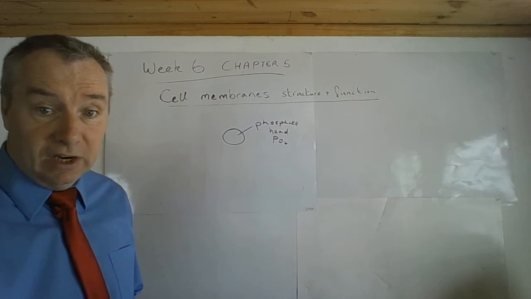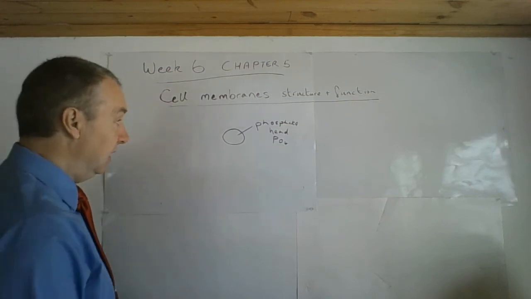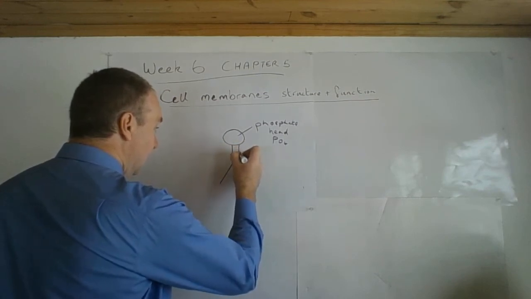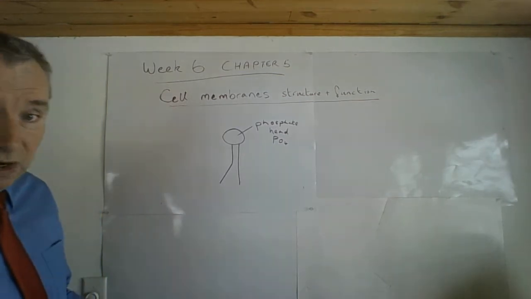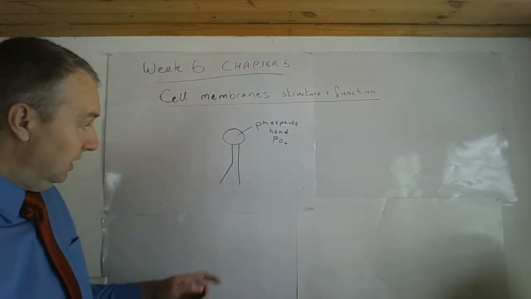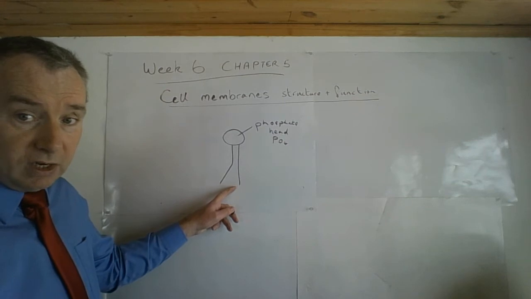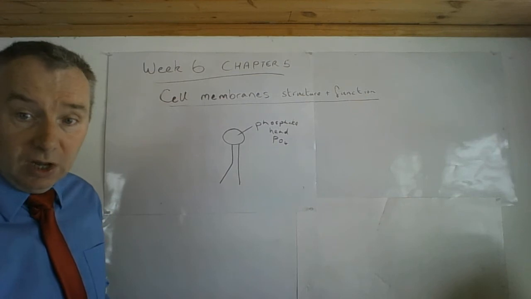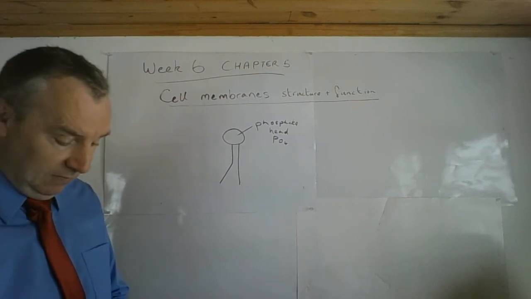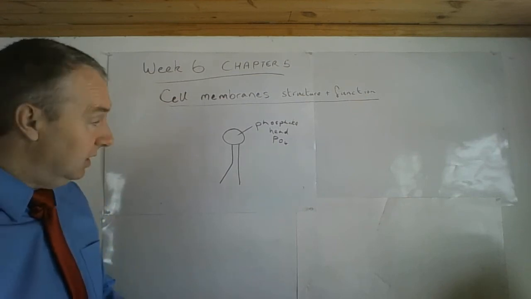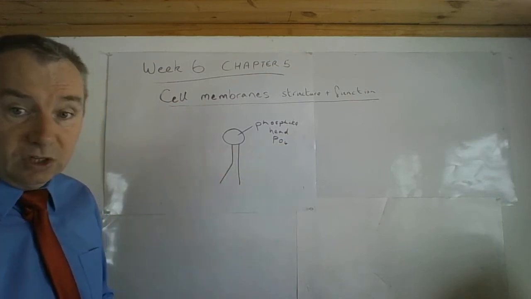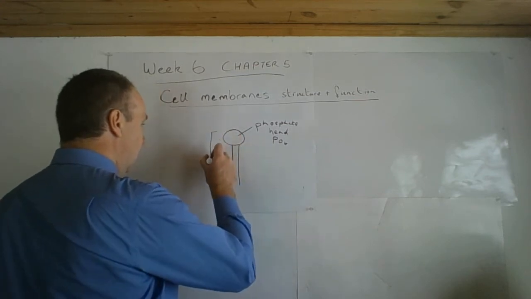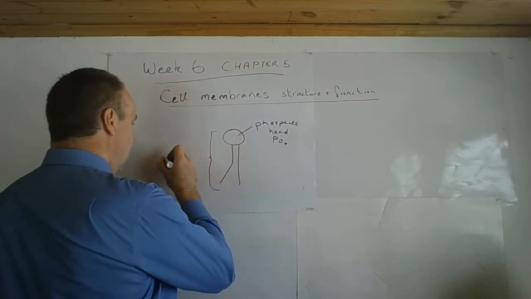And it also has a non-polar part, and that is the two lipids that are attached. One of these lipids is saturated. The other one contains a double bonded carbon, causing this bend, and that makes it an unsaturated fatty acid. So you have a saturated and an unsaturated fatty acid. Those are the two lipids, and all together we call this a phospholipid.